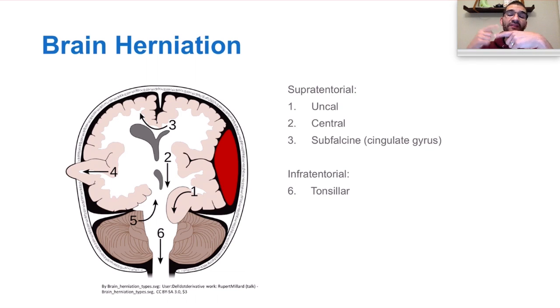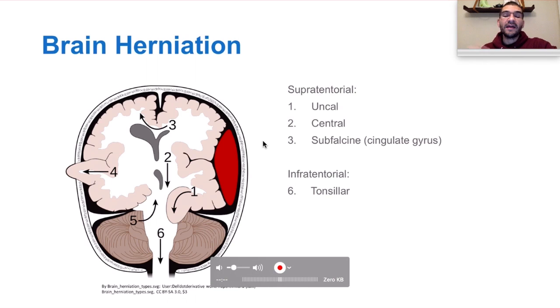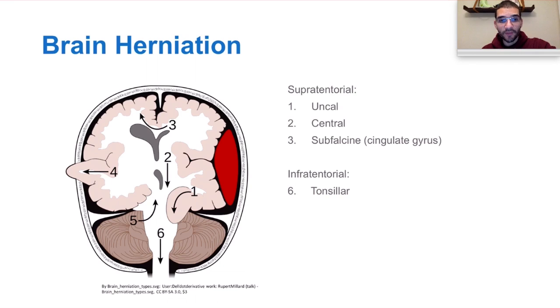So one of the first things you will see is a blown pupil, because the parasympathetic part of cranial nerve 3 is what causes your pupil to constrict when you have a light shining on it. But because it's being pressed upon by the uncus, it loses that function.